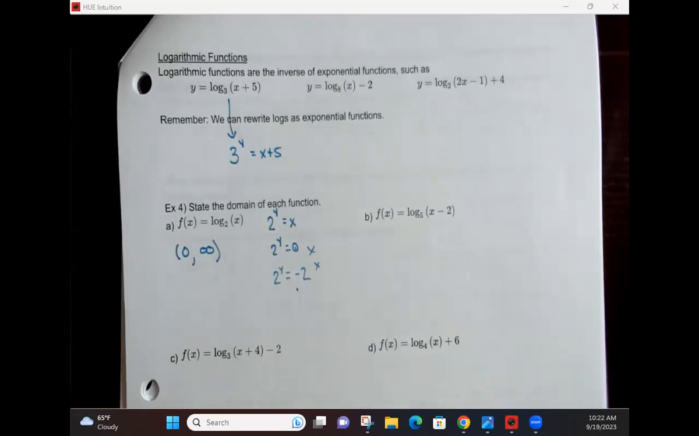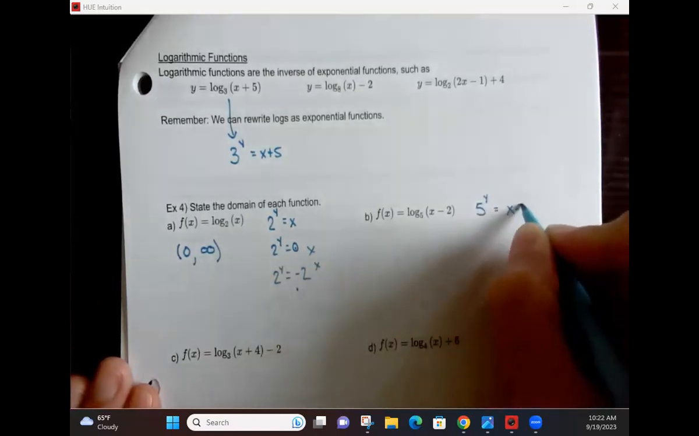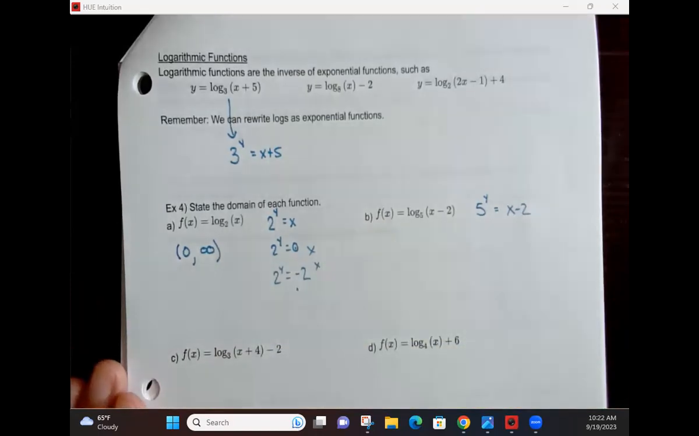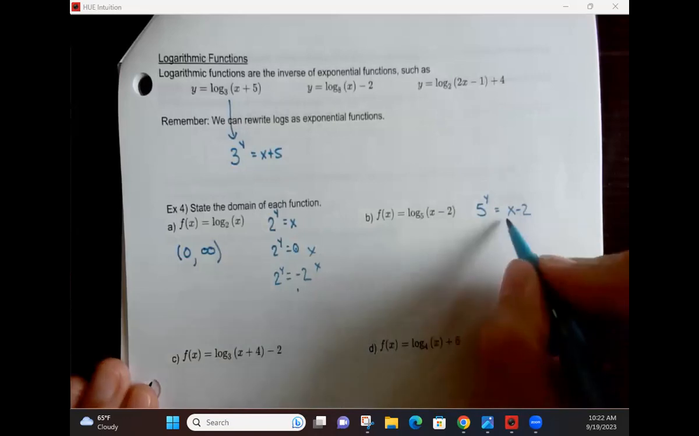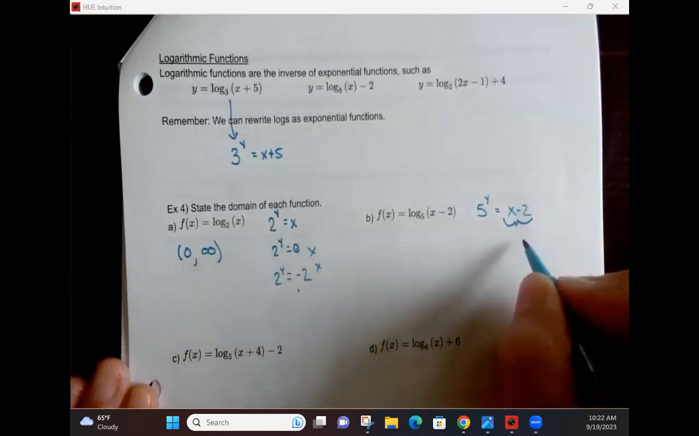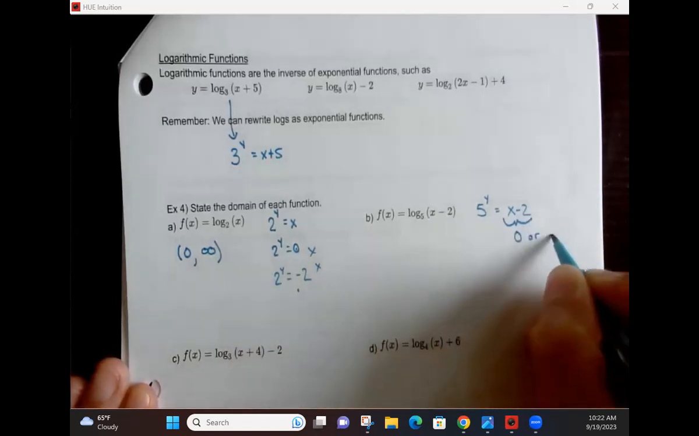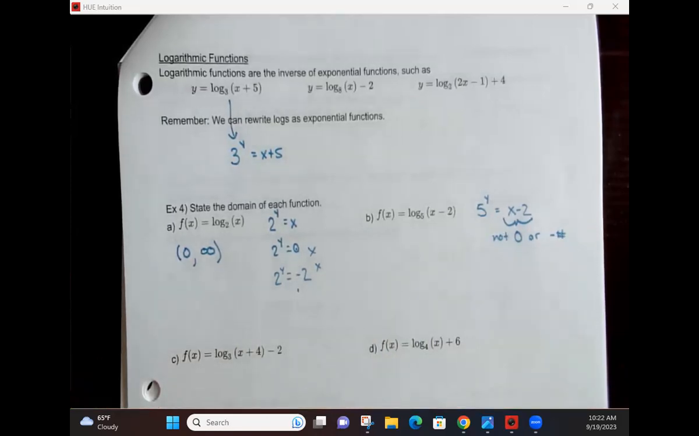For B, same idea. This would be 5 to the y equals x minus 2. Now, what I want you to keep in mind is it's not just x. This time it's x minus 2. So what we need to be careful of is that this whole part, the argument, can't be 0 or negative. So where's that boundary? It would be at 2, right?